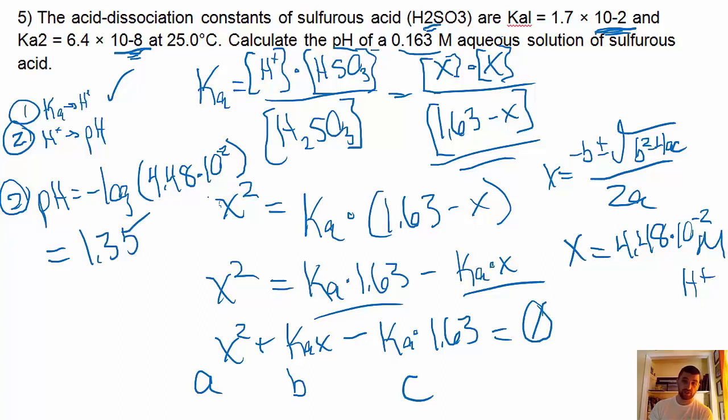All right, you could keep going. You go, well, if this is how much H plus I got, that's also how much HSO3 minus I have, and then let me do the Ka2 as well. Same step to figure out how much additional H plus I would get. But when you compare it to 10 to the minus 2, you'll see that it's a drop in the bucket. So you can ignore it and still get essentially the same answer of 1.35.